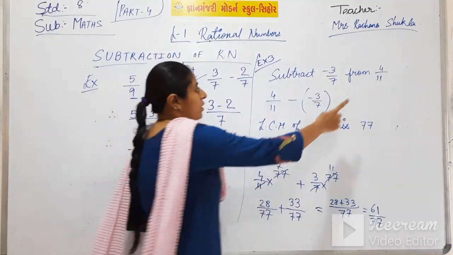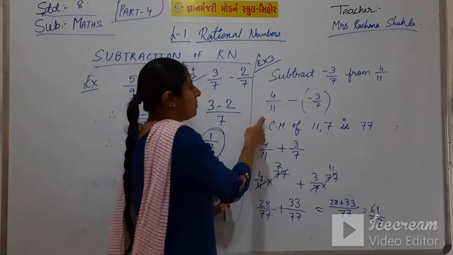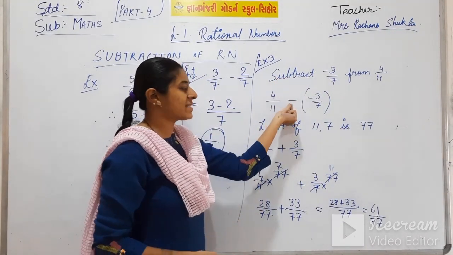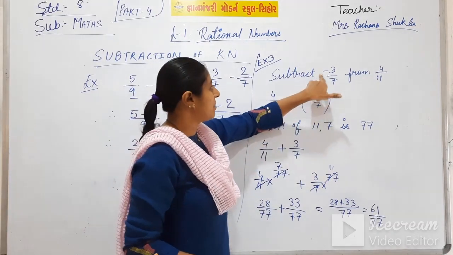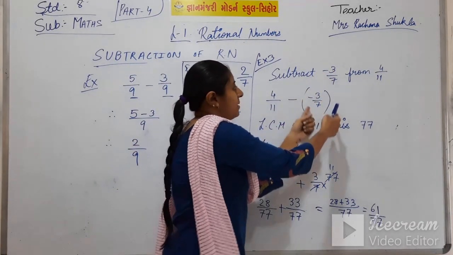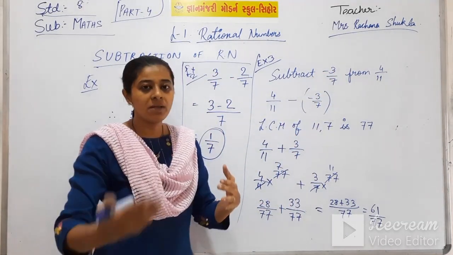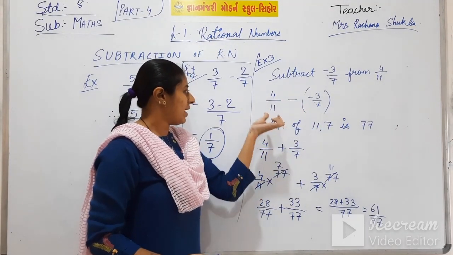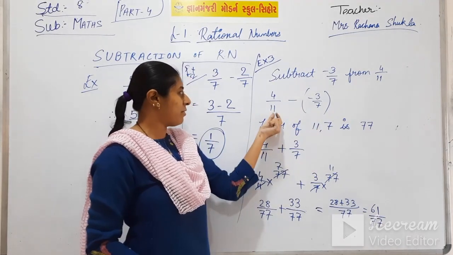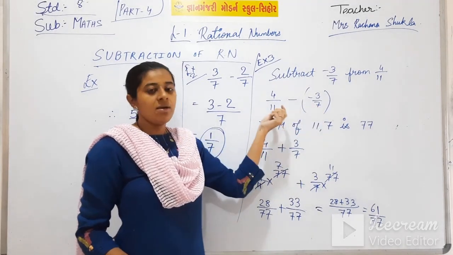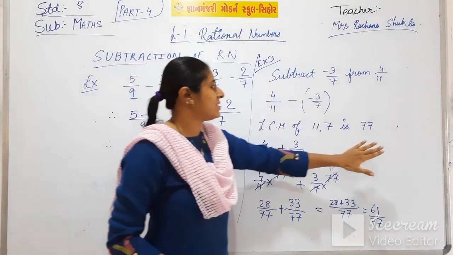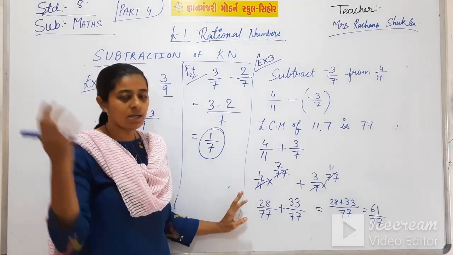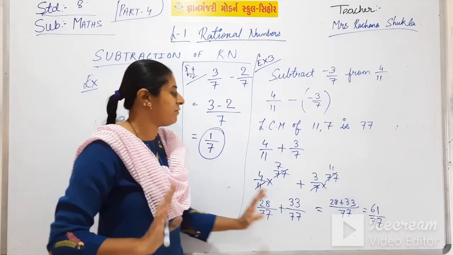So 4/11 will be written here first. Then for subtraction, the subtraction sign, and minus 3/7 will be in the bracket. If you open the bracket, minus minus will become plus, and you have to take the LCM of 11 and 7. LCM of 11 and 7 is 77. Then you have to do the same thing as you were doing in the addition sums, and you will finally get an answer.